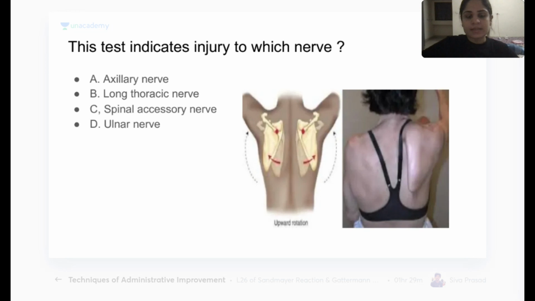Okay. This test indicates injury to which nerve? Axillary nerve, long thoracic nerve, spinal accessory nerve, or ulnar nerve.